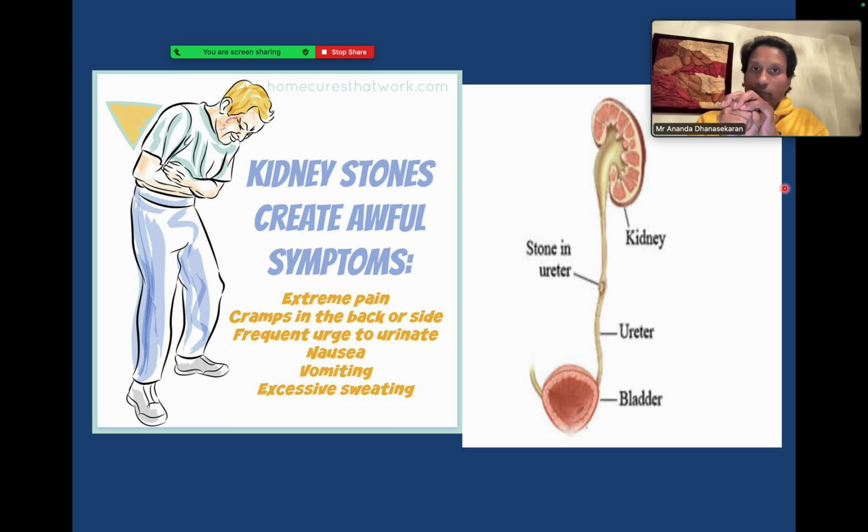That is T staging. N is for lymph node staging. At your stage, if you remember, N0 means no lymph nodes, N1 means lymph node spread noted. That's it. M means metastasis. Metastasis can happen to, say, liver, lungs, brain, etc. So if metastasis is present, it is M1. If metastasis is absent, it is M0.